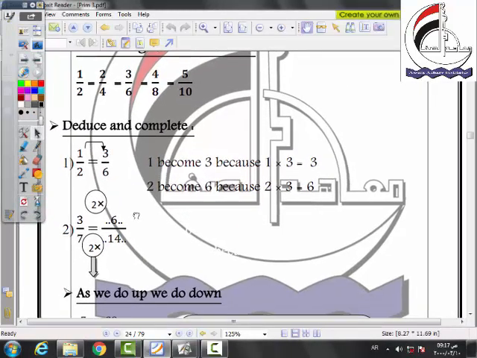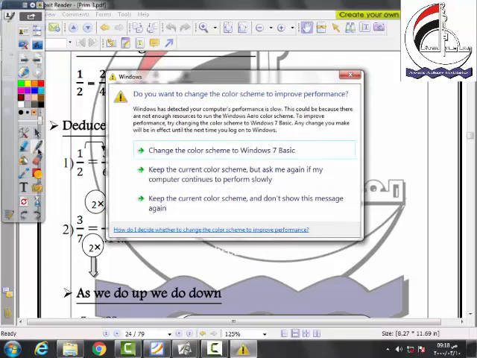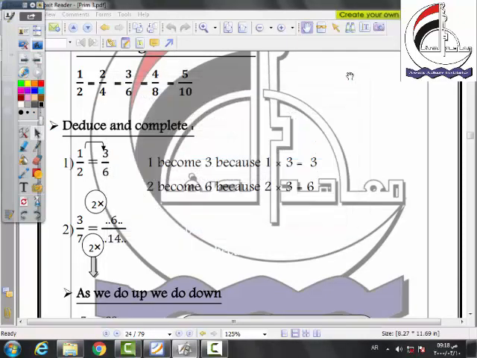Solve with me. 3 over 7 equals space over space. We can multiply by 2. We must multiply 2 up and down. Multiply 2 by 3 in the numerator, and by 7 in the denominator. 3 by 2 equals 6. 7 by 2 equals 14.